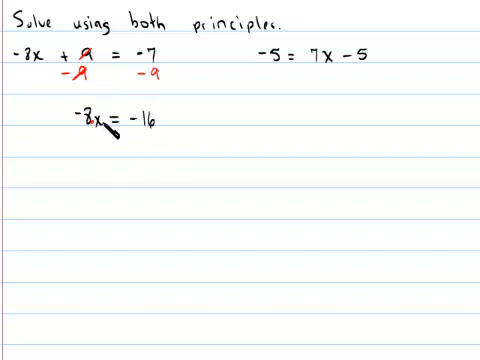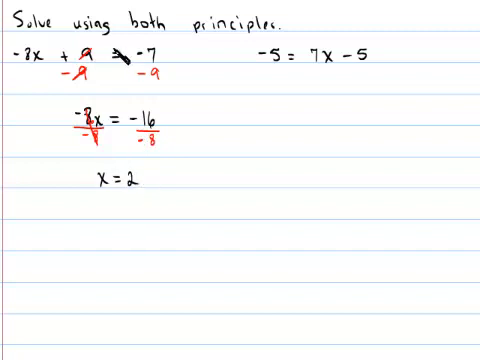So now if it's multiplication and I want to get x by itself, to get rid of multiplying by negative 8, we divide by negative 8. Like I said, you're almost always going to divide at the end. Negative 8 divided by negative 8 is 1. So we get x equals negative 16 divided by negative 8 is 2.